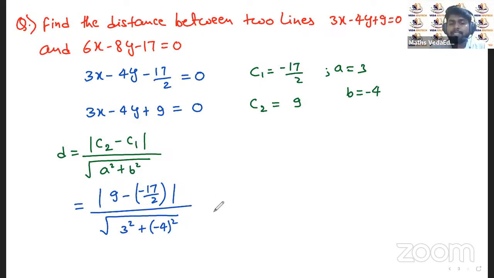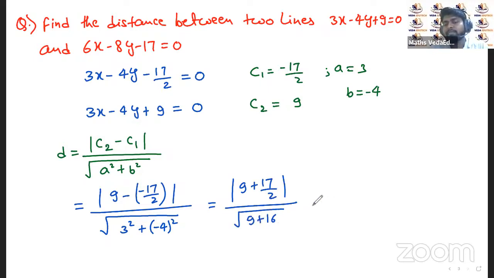So 9 minus of minus 17 by 2 will give you plus 17 by 2. And here 3 squared is 9, 4 squared is 16. We'll get 25, so that will give you 5. In the numerator, we get 9 into 2, 18. 18 plus 17 will give you 35 by 2. Finally, we can cancel this 5 and 35, so we'll get 7 by 2. The final answer is 7 by 2. The distance between these two lines is 7/2.